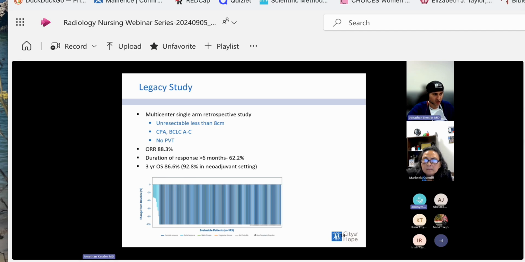So, the vast majority of patients, their tumors shrink when they get Y90. In addition, we saw that their tumors stayed shrunk 62% of the time beyond 6 months. And 86% of those patients were alive at 3 years.